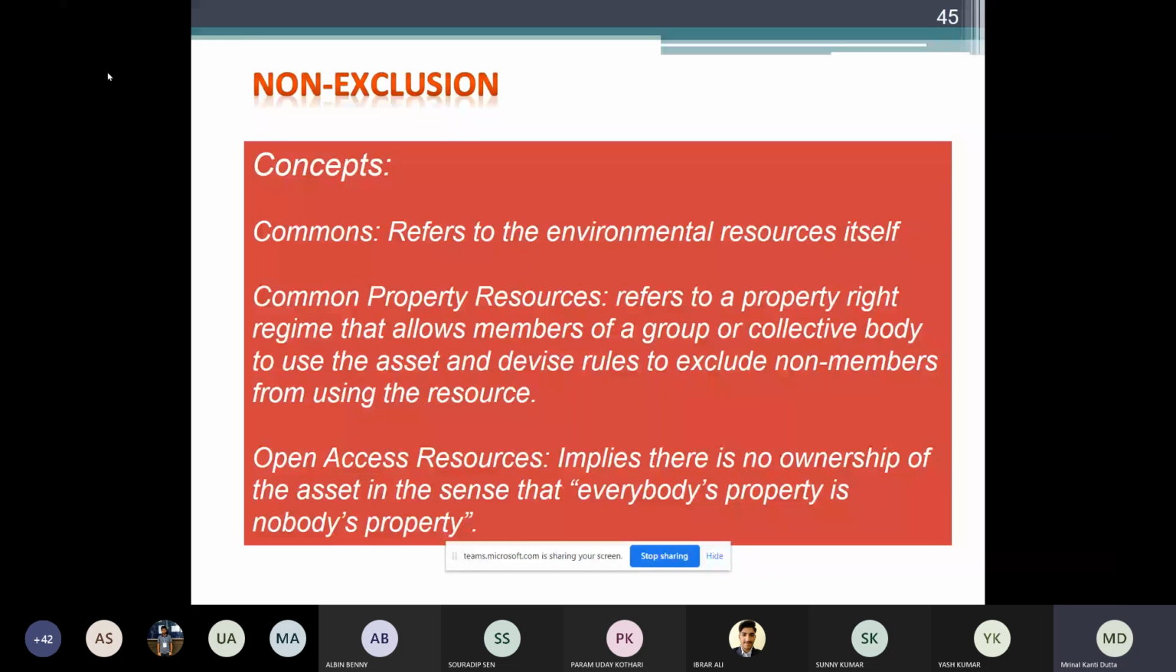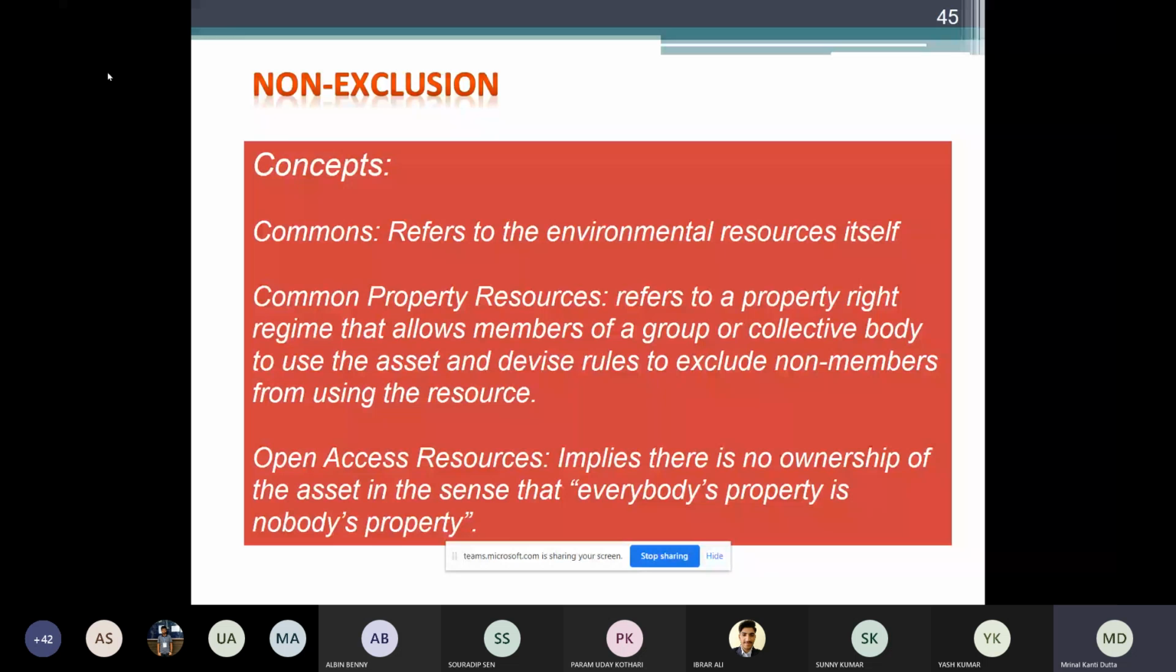But whenever there is an assignment of some kind of property rights over the commons or resources, then we find the concept of common property resources. Whenever a community has been assigned some kind of property rights over the common pool resources, we can consider this to be common property resources. It's a property right regime that allows members of a group or collective body to use the asset and devise rules to exclude non-members from using the resource.